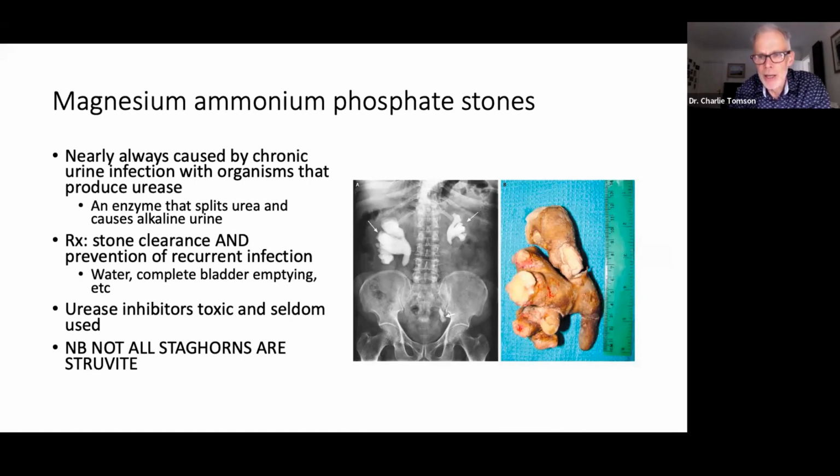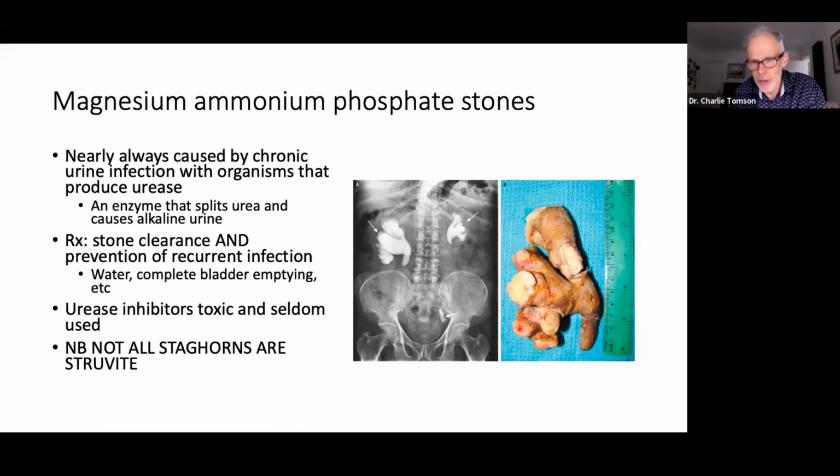And by splitting urea to ammonia and other substances, they cause an alkaline urine, hence the urine pH of 8. So an alkaline urine together with fever and together with these symptoms is highly suggestive of an infection stone. And as some of the respondents correctly observed, this is a complicated disease to treat because unless you clear the stone, you won't clear the infection.